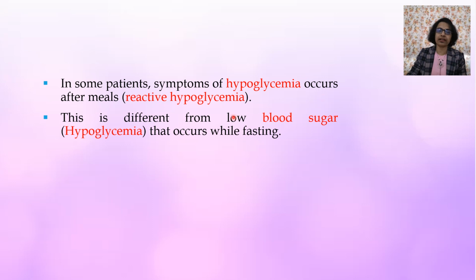Symptoms of hypoglycemia that occur after meals are known as reactive hypoglycemia. Generally, after we eat any food, our blood glucose level should rise. In certain cases it does not rise, and even after eating, the patient's blood glucose level is very low. That is considered reactive hypoglycemia. This differs from fasting hypoglycemia, that is low blood sugar that occurs while fasting, when there is a fall in our blood glucose levels.